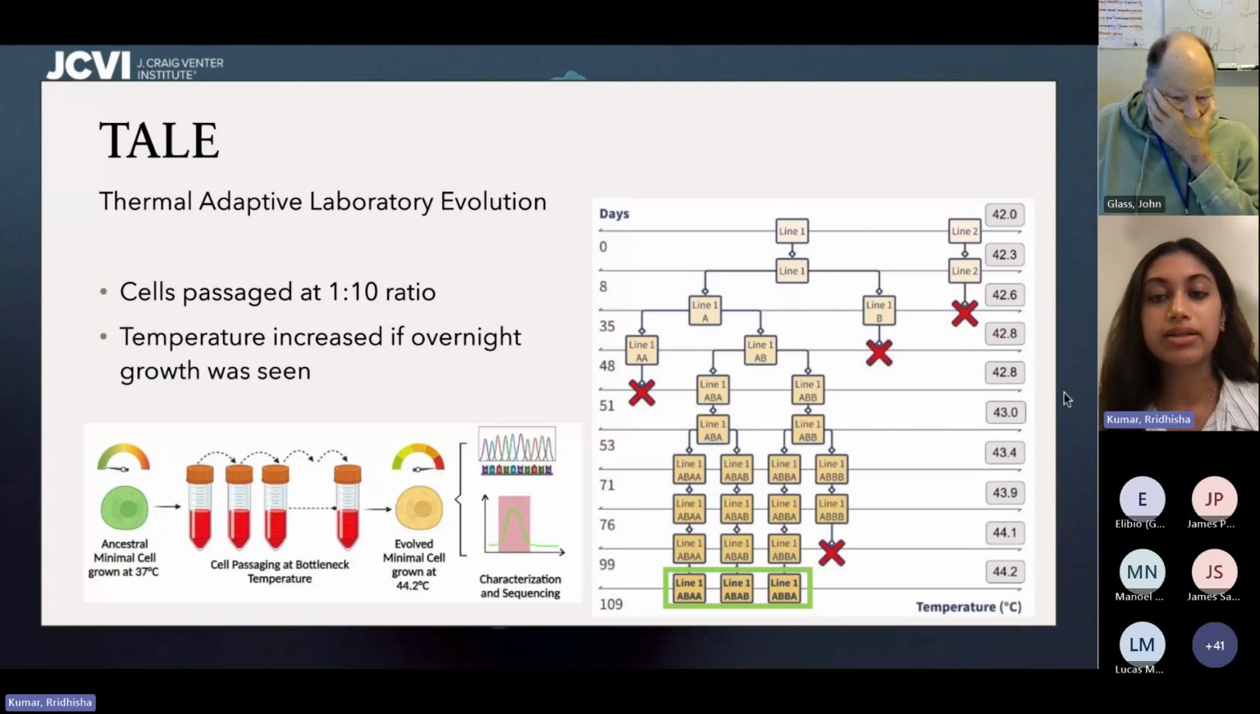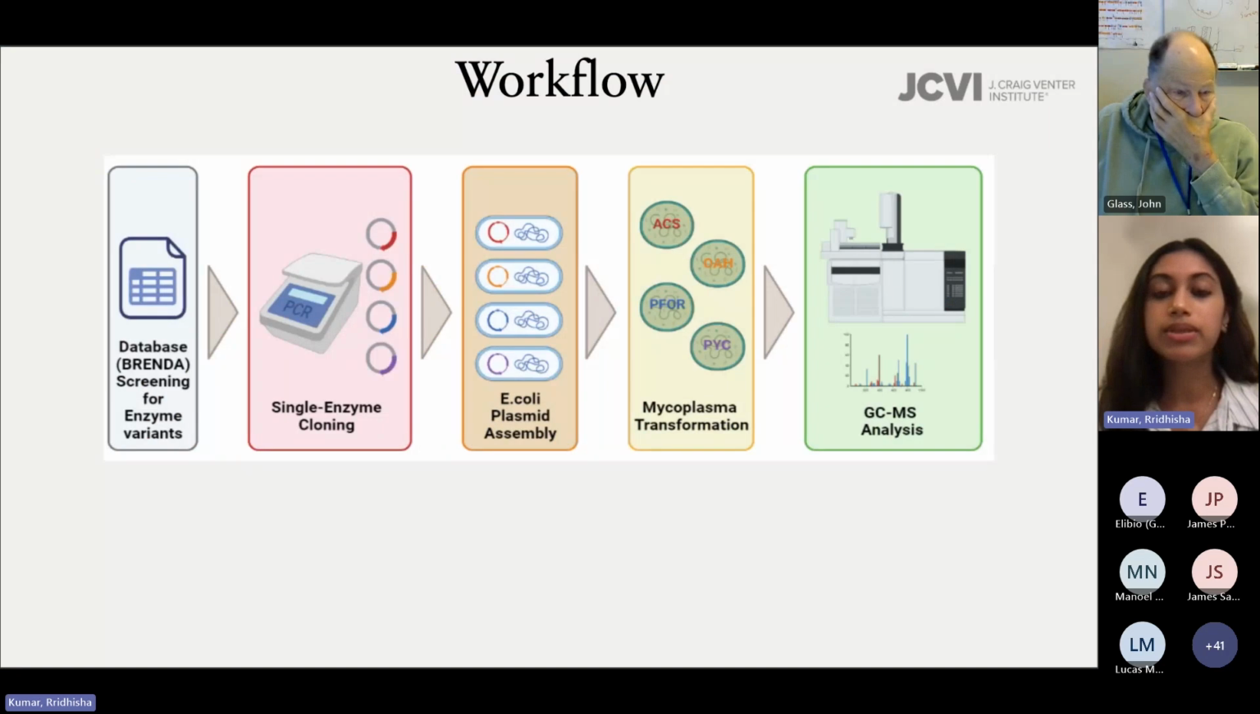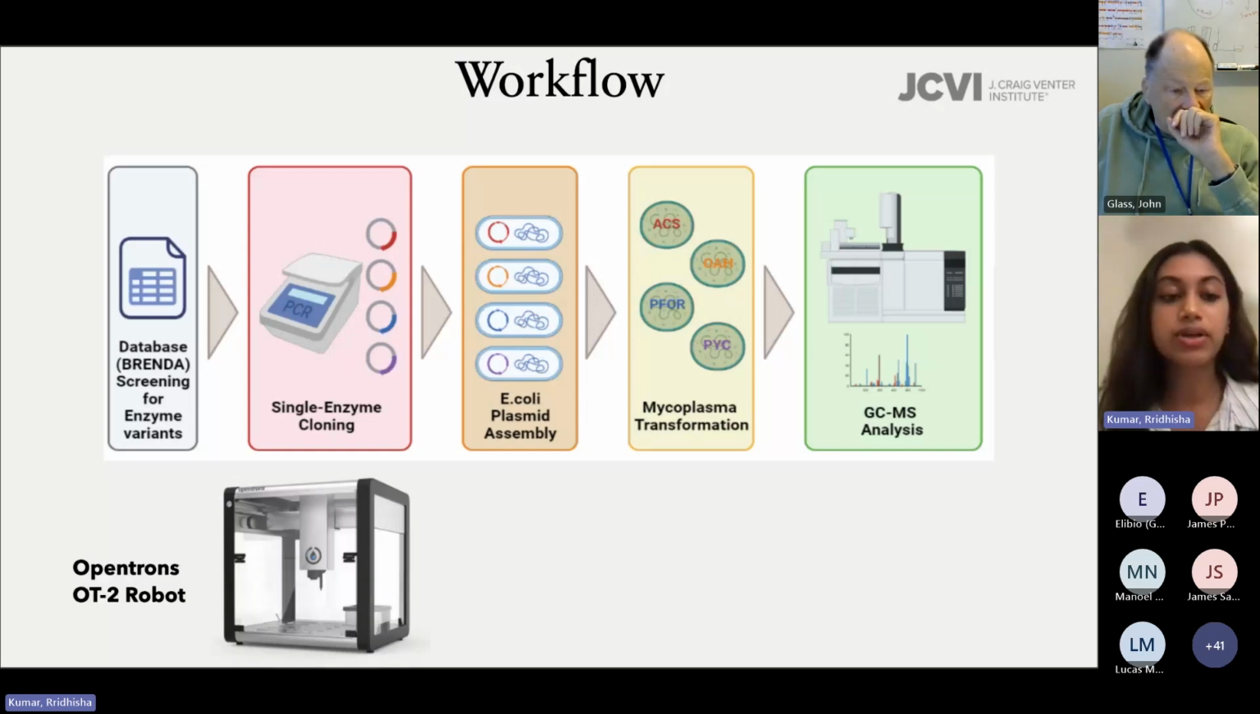So if you see on the right here, some of our lines didn't make it, but after 4 months, we got 3 strains that operate at 44.2 degrees Celsius, which was a big achievement for us. So after we dealt with the P4 enzyme, we moved on to our transformation process. Our first step was to order all the primers and genes and to assemble our genes using amplification and crossover PCR. For this process, we actually used the Opentrons OT-2 robot, which had a lot of PCR protocols devised, and we used this to help speed things up.